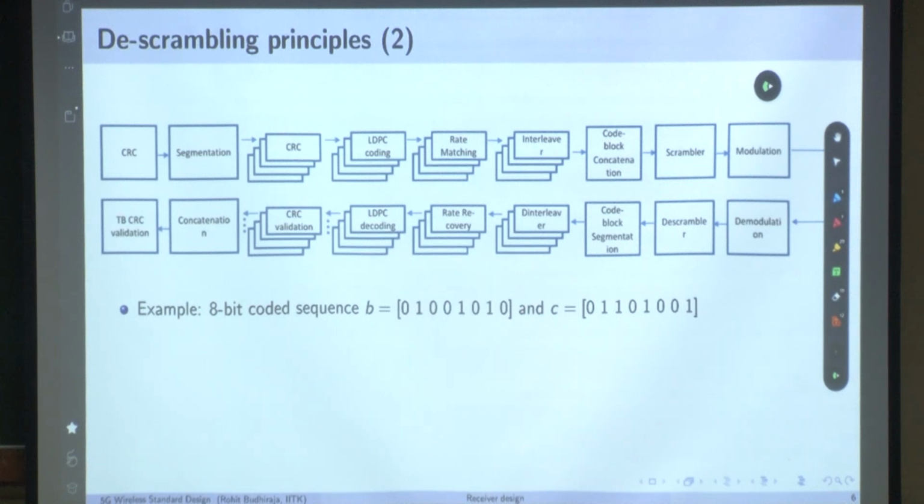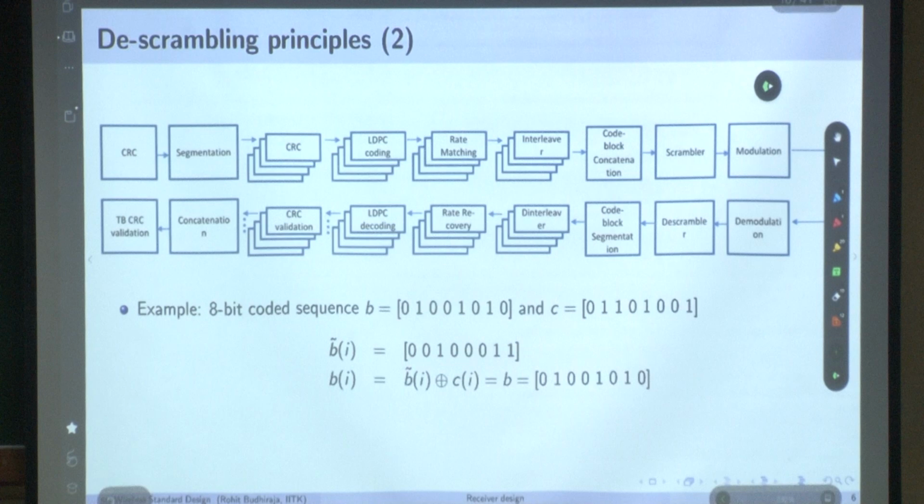So, 8-bit coded sequence B of I, this is C. So you get B tilde, which is this. What is B tilde? B of I XOR with C of I. So what you get here is 0 XOR with 0 is 0, 1 XOR with 1 is 0, 0 XOR with 1 is 1. This is a scrambled sequence. How will you get the descrambled sequence? You scramble it again with C of I, and of course you will get back B of I. That's what I showed you in the last slide, because C of I XORed with C of I is 0, and you will get back the same sequence B of I. Simple. Whatever you did at the transmitter, do the same thing at the receiver.